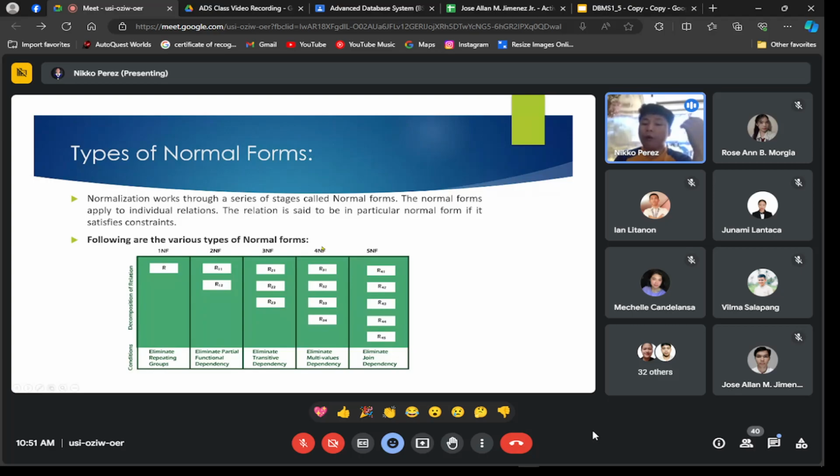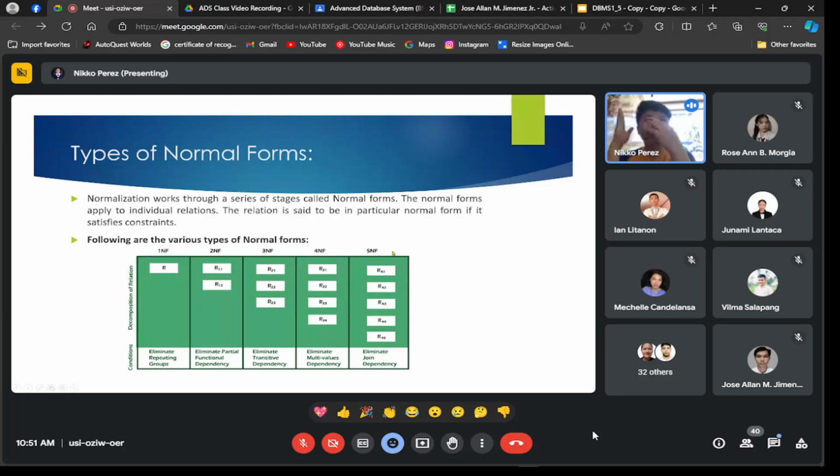And in the fourth normal form, we must eliminate multi-value dependencies. We don't want multiple data being stored in every record. We must achieve the atomicity of each record. Remember the characteristics of our database last semester? Atomicity is one of the highlights of the ACID properties: A for atomicity, C for consistency, and so on and so forth.